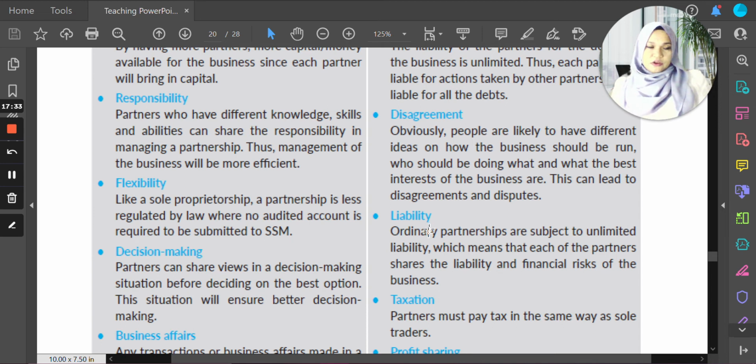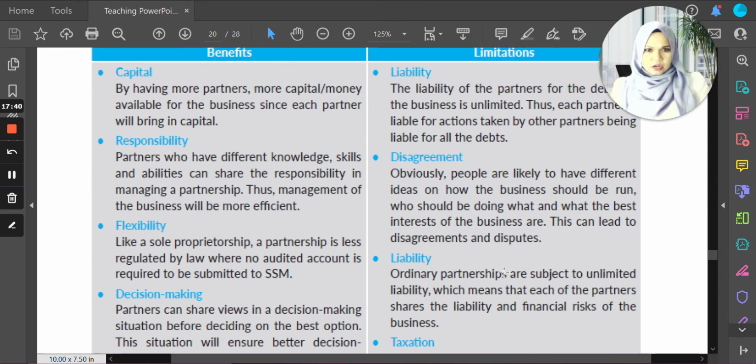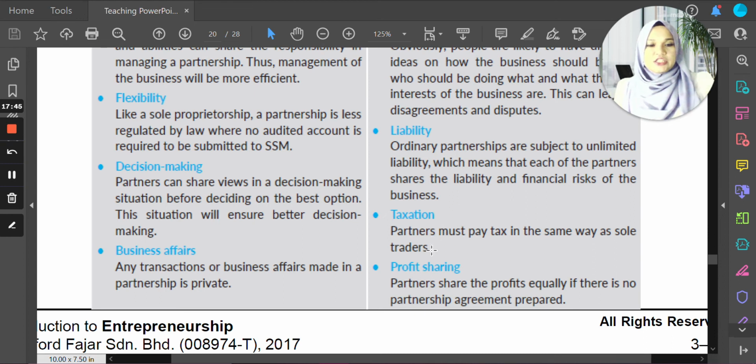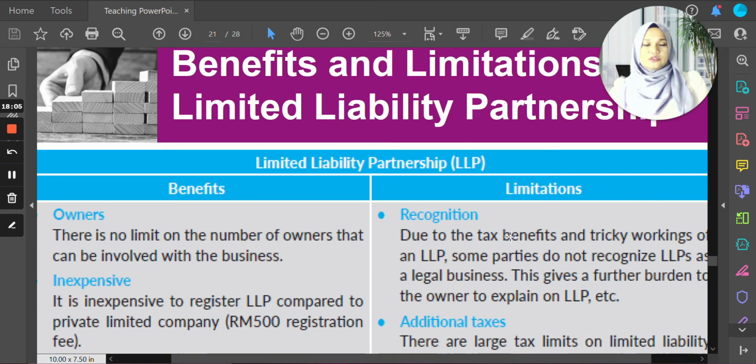Next one is in terms of liability. Ordinary partnerships are subject to unlimited liability, which means each of the partners shares. Next is taxation. Partners must pay tax in the same way as a sole trader or sole proprietorship. Another limitation is that, of course, the profit that you earn, you will not be able to get 100% by yourself. You have to divide it among the partners according to the partnership agreement.